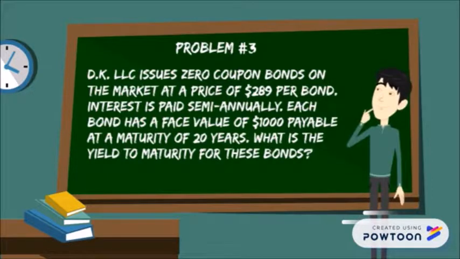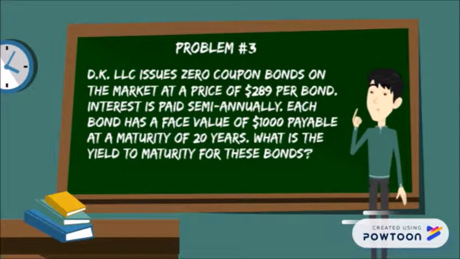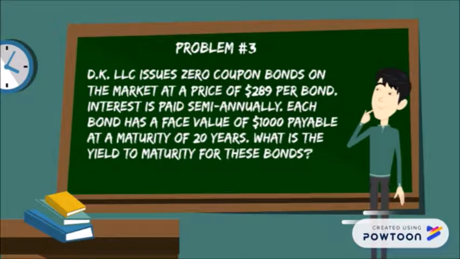DK LLC issues zero coupon bonds at a market price of $289 per bond. Interest is paid semi-annually. Each bond has a face value of $1,000 payable at a maturity of 20 years. What is the yield to maturity for these bonds? The price per bond is $289 per bond.